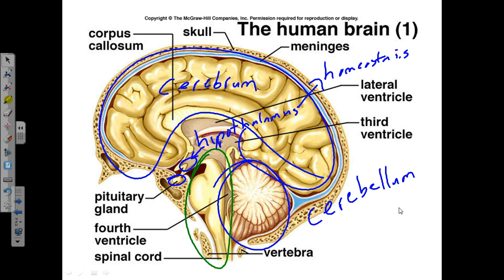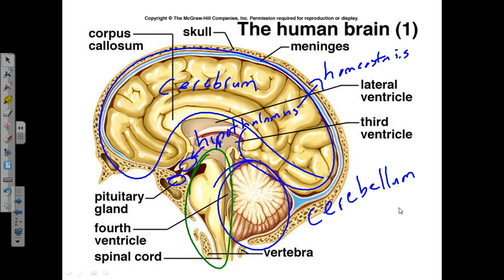Not motor control. Basic life processes like breathing, heartbeat, things you can't live without. Sometimes it's called what part of the brain? The primitive brain. Because it's not about thought. It's not about emotion. It's about keep-you-alive kinds of stuff. The brainstem.